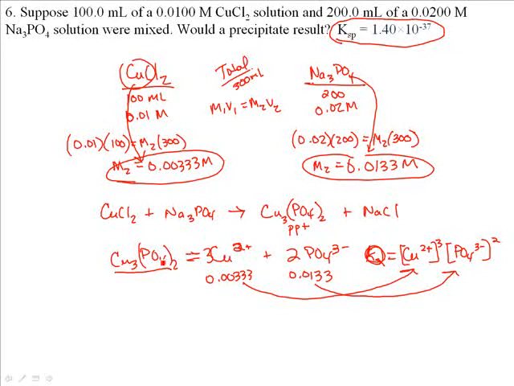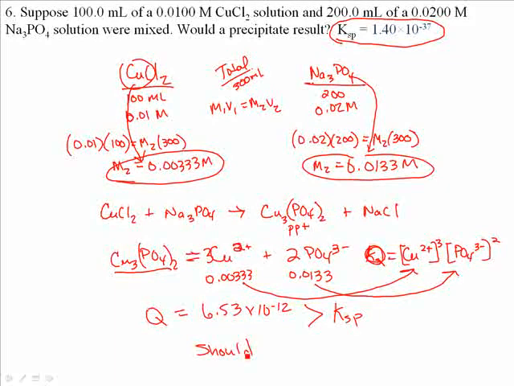We're trying to see if this will precipitate by finding Q. So we plug in the concentrations that we have. And I get that Q is equal to 6.53 times 10 to the negative 12. Well, compared to KSP, this is much greater than KSP. Therefore, it should precipitate.